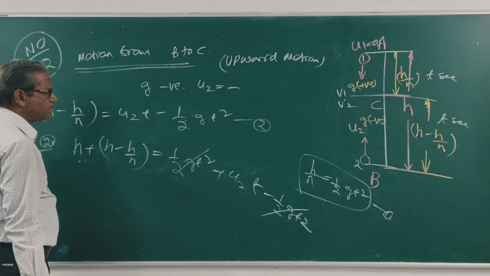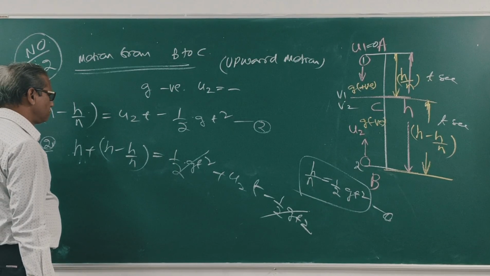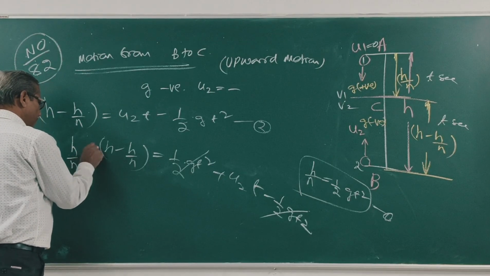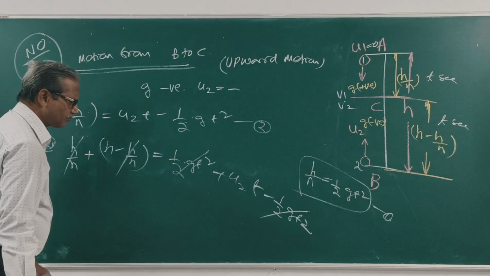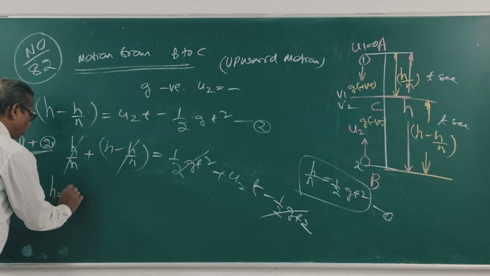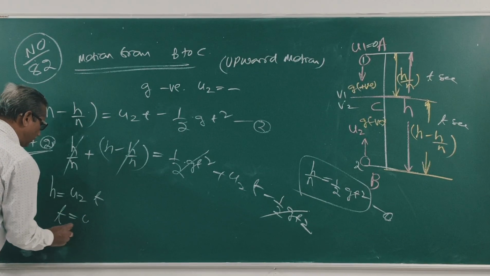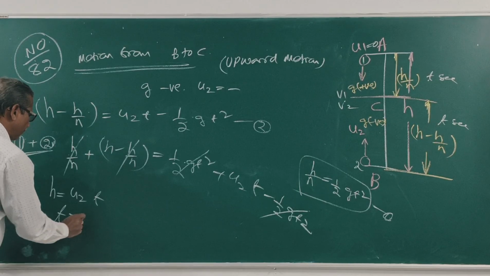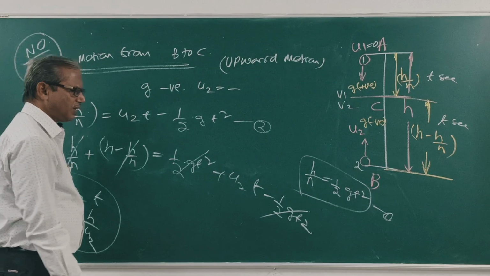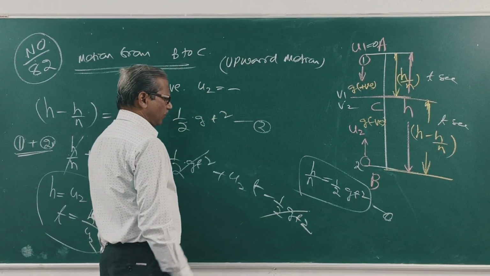Clear? H1 and h1 cancel out. So what is h equal to? h is equal to u2 t. What is t equal to? t is equal to h by u2. Now, put the value of t in equation 1.